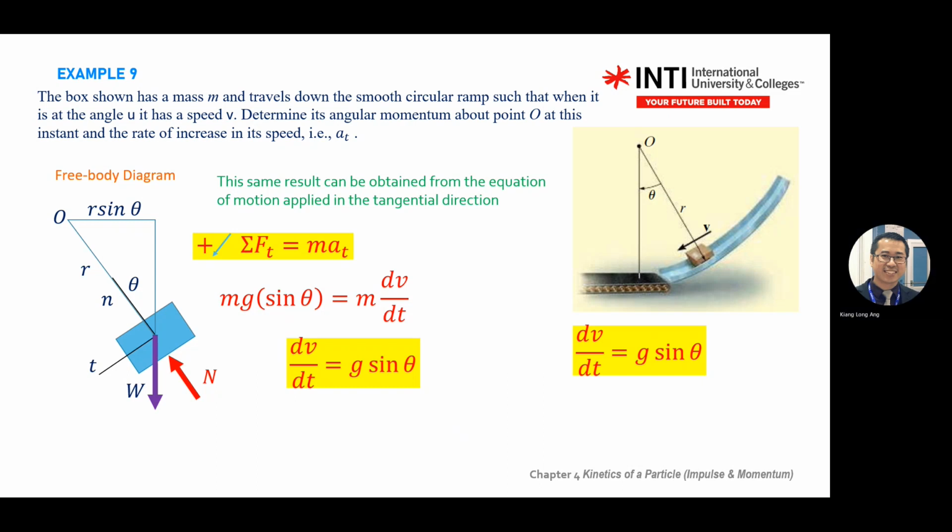Okay. And how do you find the V? If the question asks you to find V, here you have dv dt equal to g sine theta. You move your dt to the right hand side.